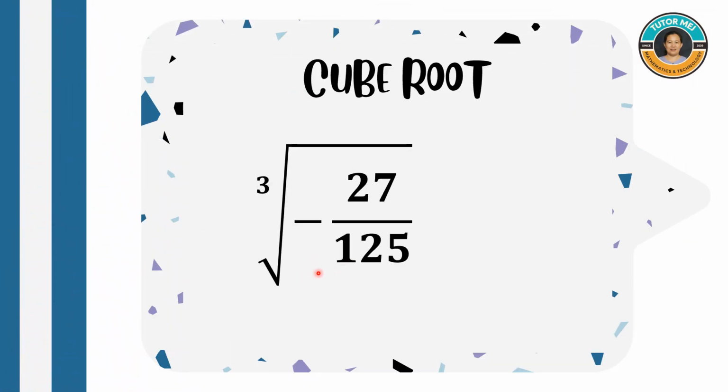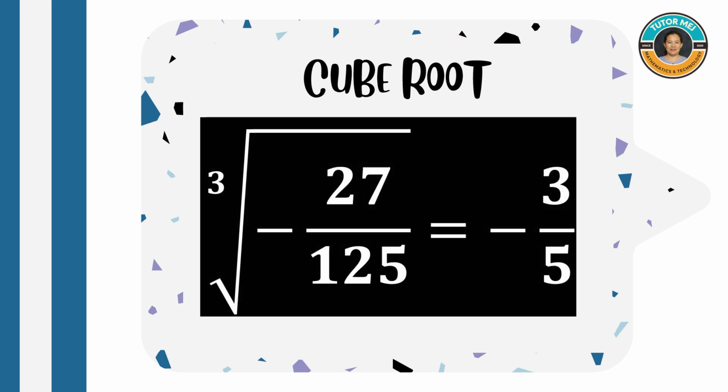What about the cube root of negative 27 over 125? So this time, we cannot get the least form of 27 over 125. Therefore, let us check if we can get the cube root of 27 and the cube root of 125. And that is negative 3/5.